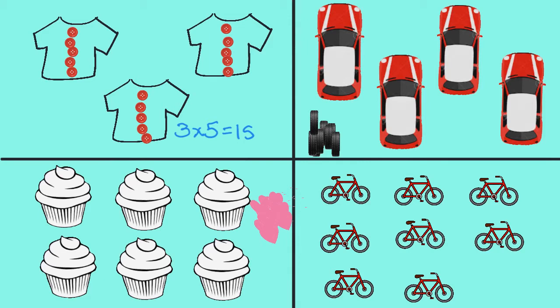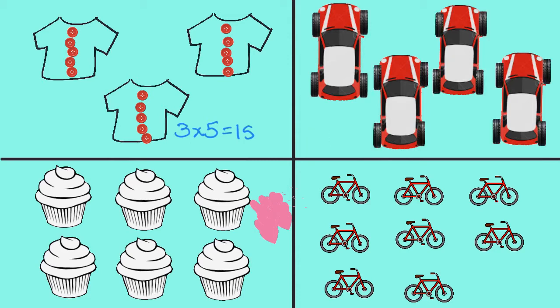Now let's look over in the top right corner and talk about our cars. So we have 1, 2, 3, 4 cars, and we know that cars typically have 4 tires on each car. So let's go ahead and get some tires on these cars. 1, 2, 3, 4. You can be counting with me. You can be drawing on your own papers.